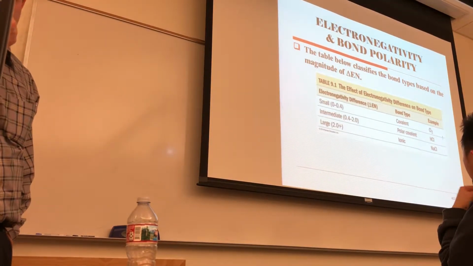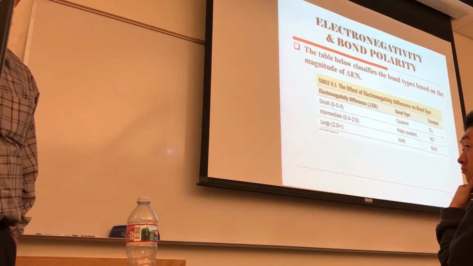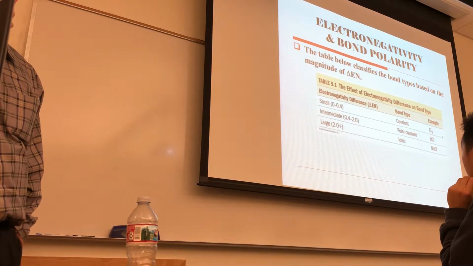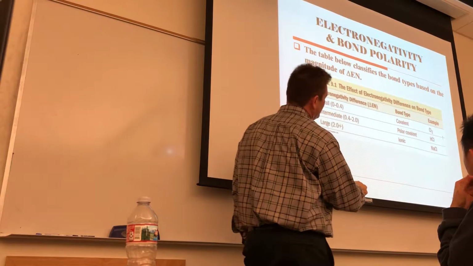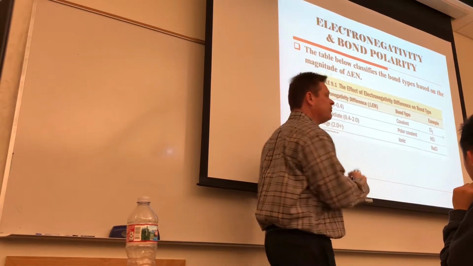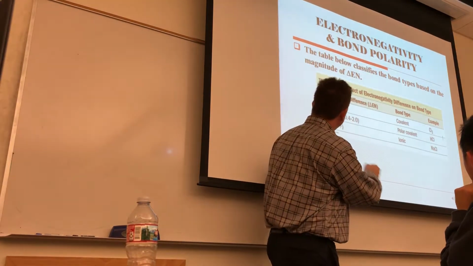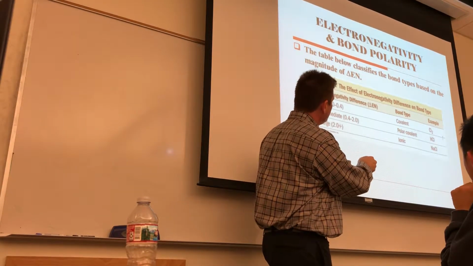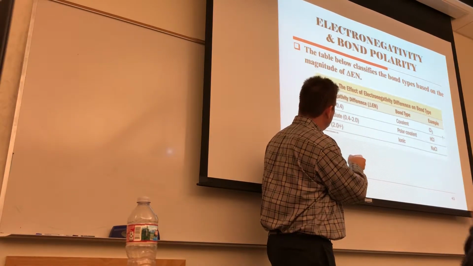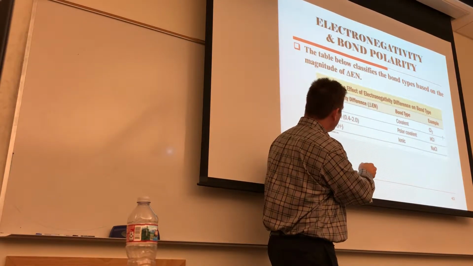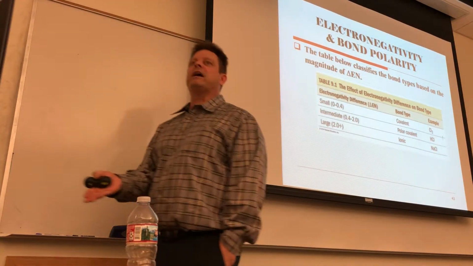Okay, here's what we're looking at now. I'm giving you a different table. This is your book now. The electronegativity difference says covalent, but that really should say non-polar covalent, like I had it written on the board. So non-polar covalent is an electronegativity difference of 0 to 0.4. Polar covalent is going to be 0.4 to 2, and 2 and above is ionic. That's your new scale.